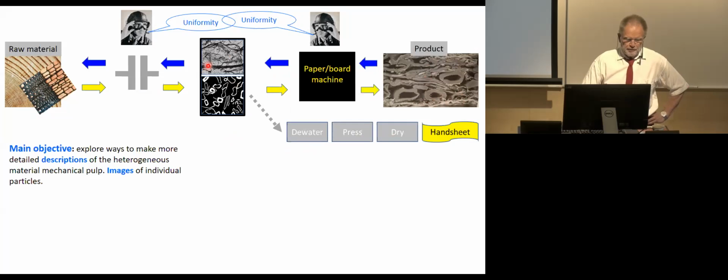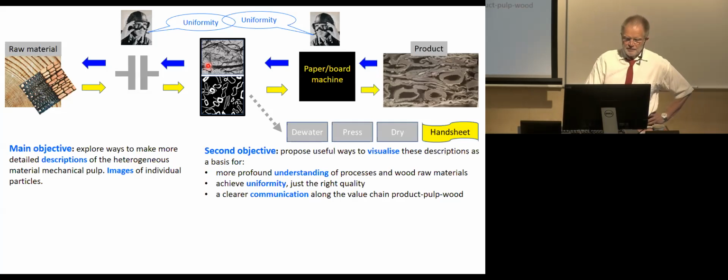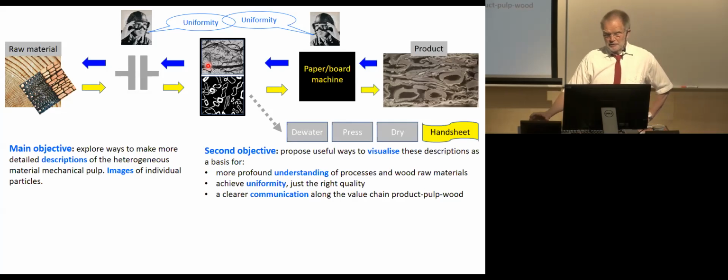So to be more specific, the main objective of this study is to give a detailed description of this heterogeneous material, and it should be based on images. But we also have another objective, second objective, it's to visualize these descriptions. And that's in order to get a more profound understanding, achieve uniformity, and also more clear communication along the value chain.